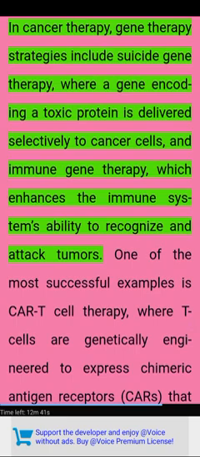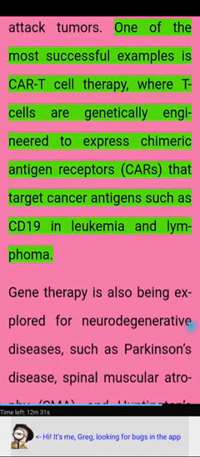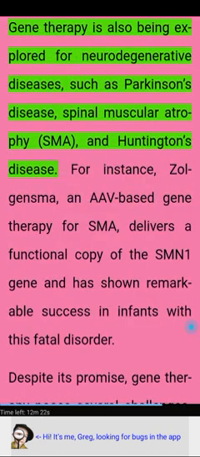In cancer therapy, gene therapy strategies include suicide gene therapy, where a gene encoding a toxic protein is delivered selectively to cancer cells, and immune gene therapy, which enhances the immune system's ability to recognize and attack tumors. One of the most successful examples is CAR T-cell therapy, where T-cells are genetically engineered to express chimeric antigen receptors (CARs) that target cancer antigens such as CD19 in leukemia and lymphoma.